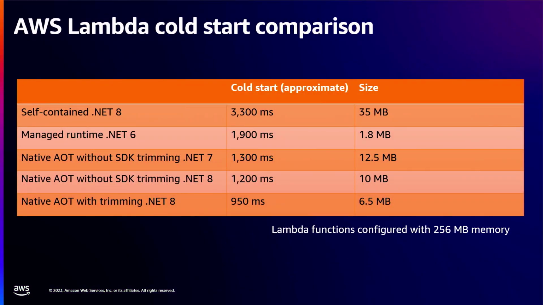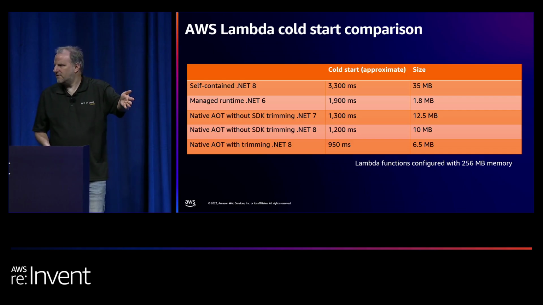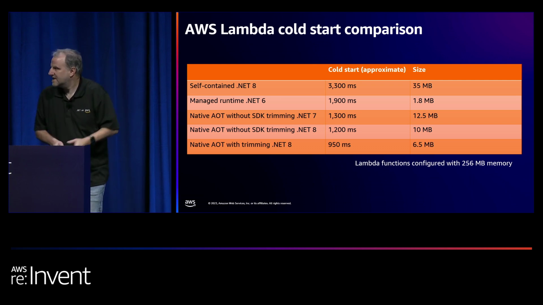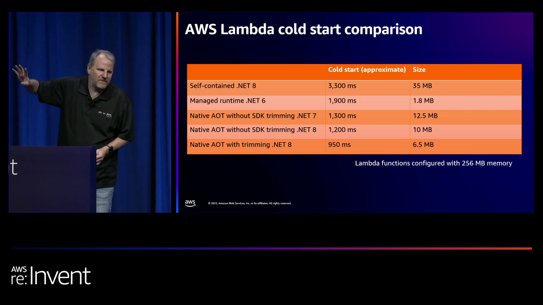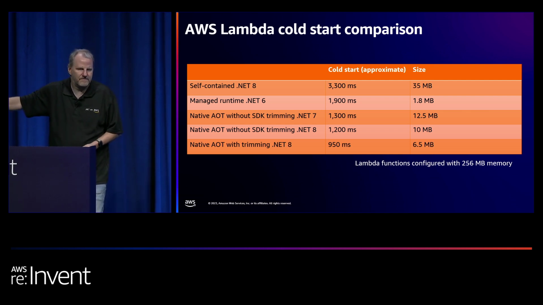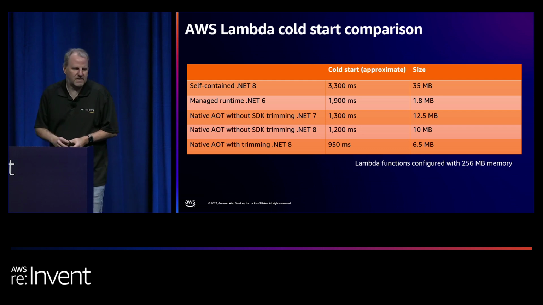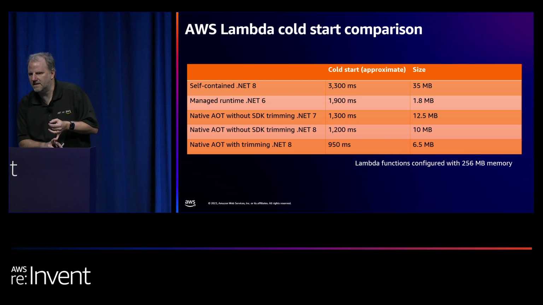So this table shows the different permutations you can do with deploying Lambda in .NET 8 today, right? With .NET 8, you can deploy a self-contained .NET 8 Lambda function. And you see here that cold start performance there is about 3,300 milliseconds. Keep in mind, these are approximations of a Lambda function that's making one service call to DynamoDB. There's a lot of variations always with cold start, but that's an approximation there. And its deployment bundle size is a 35 meg zip file.